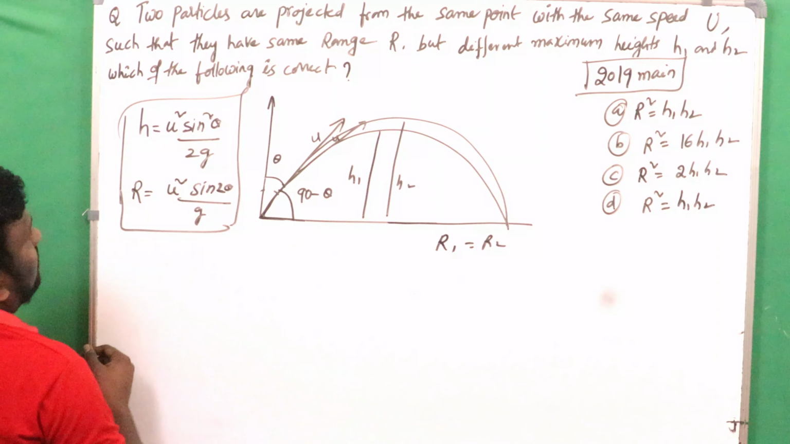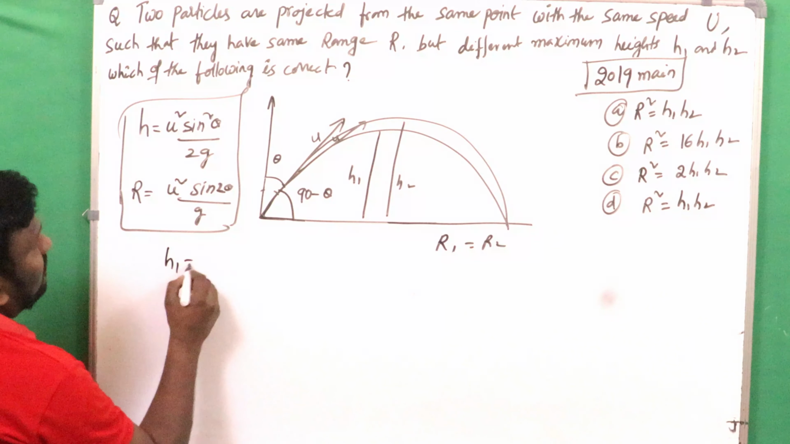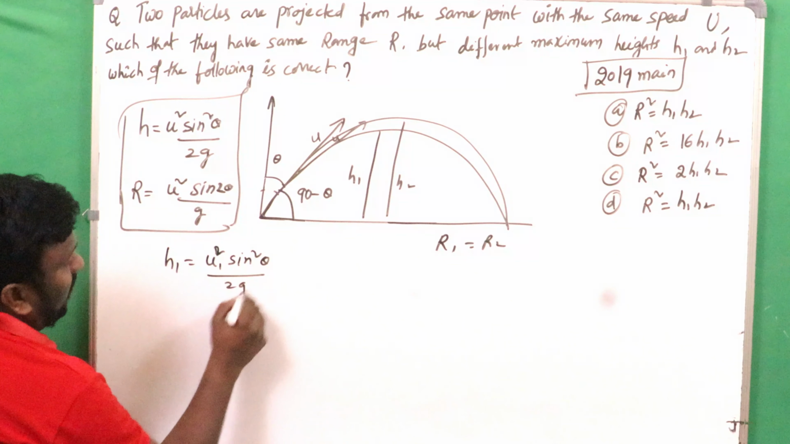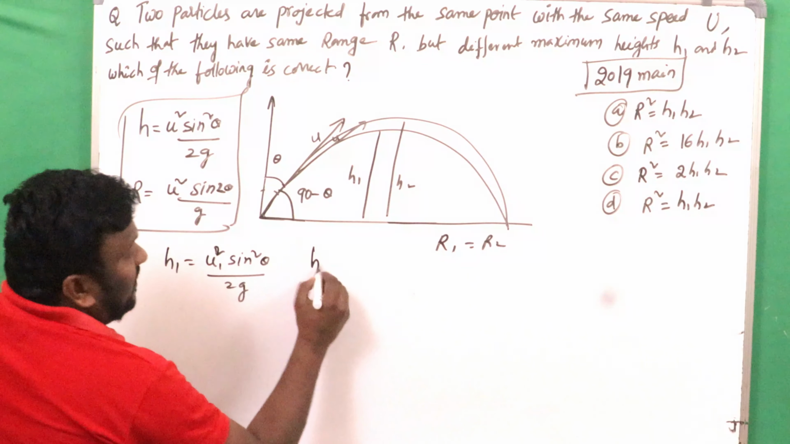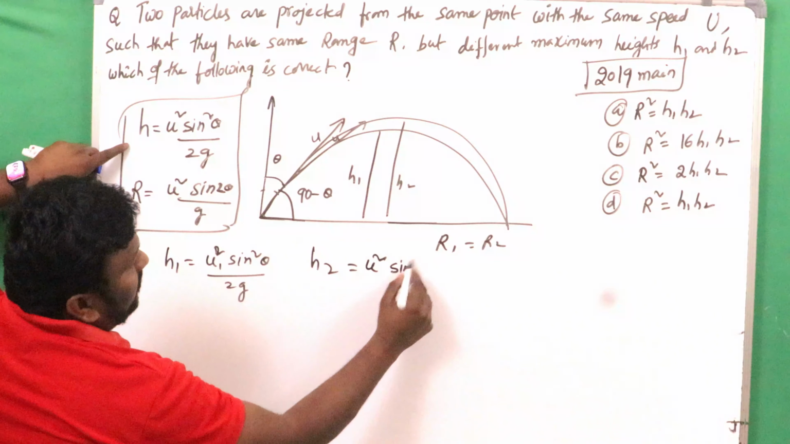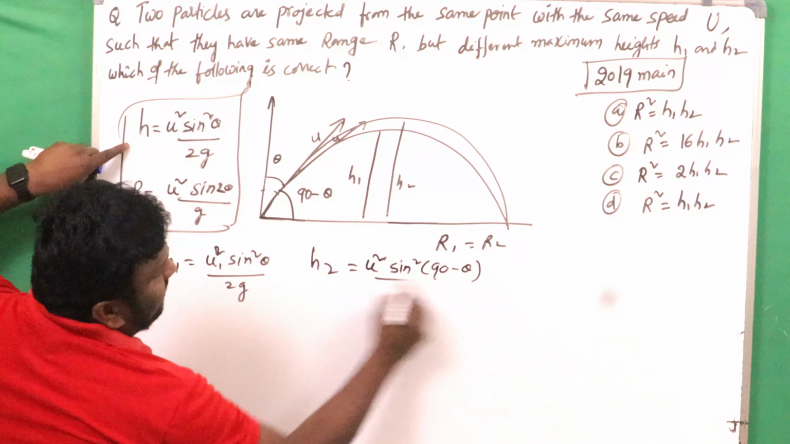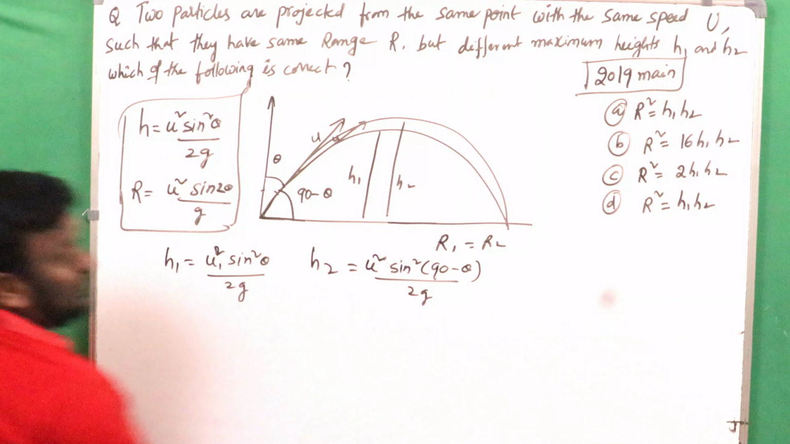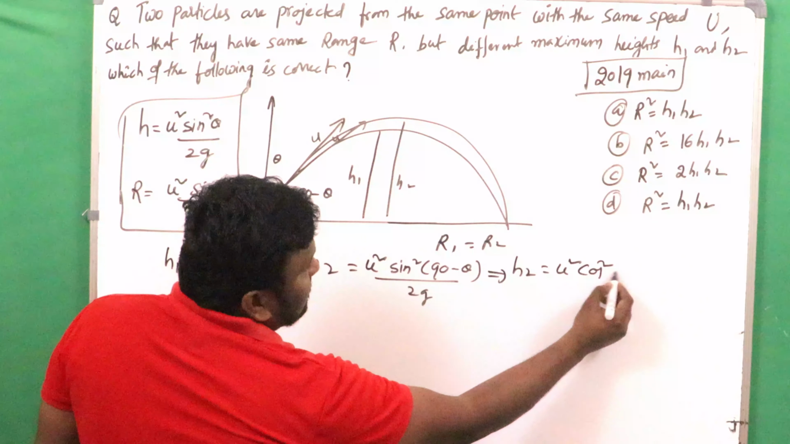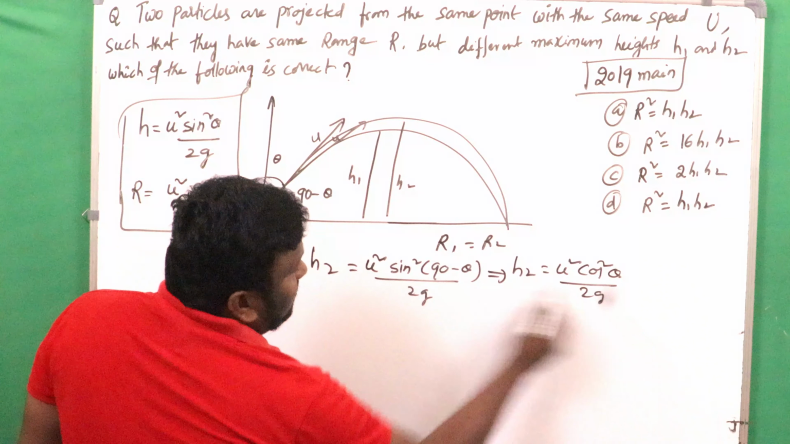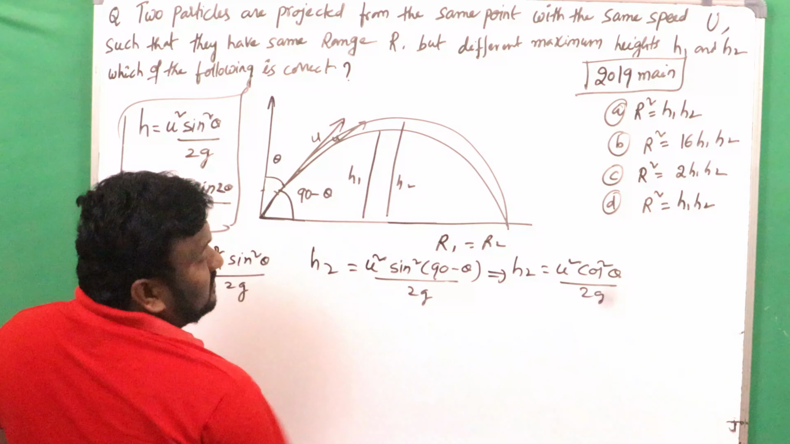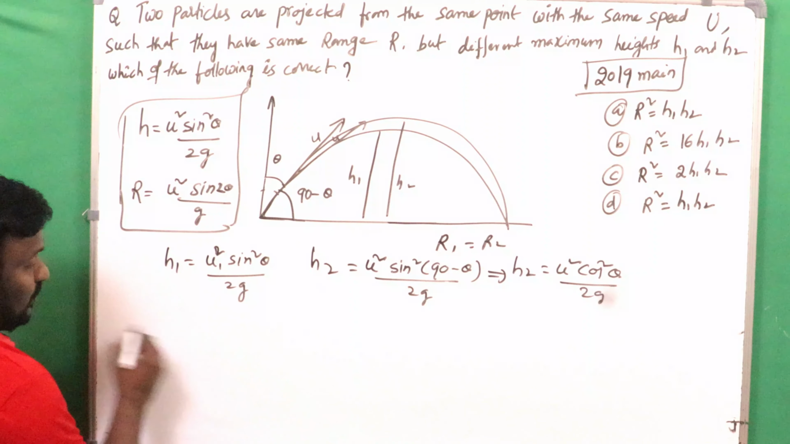h1 is equal to u square sine square theta by 2g. And h2 is equal to u square sine square of 90 minus theta by 2g. From that, h2 is equal to u square cos square theta by 2g. Sine of 90 minus theta means cos theta, so sine square of 90 minus theta means cos square theta.